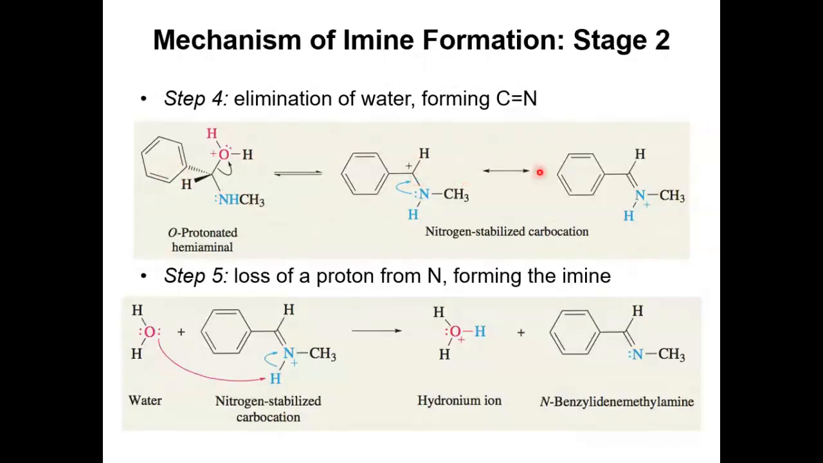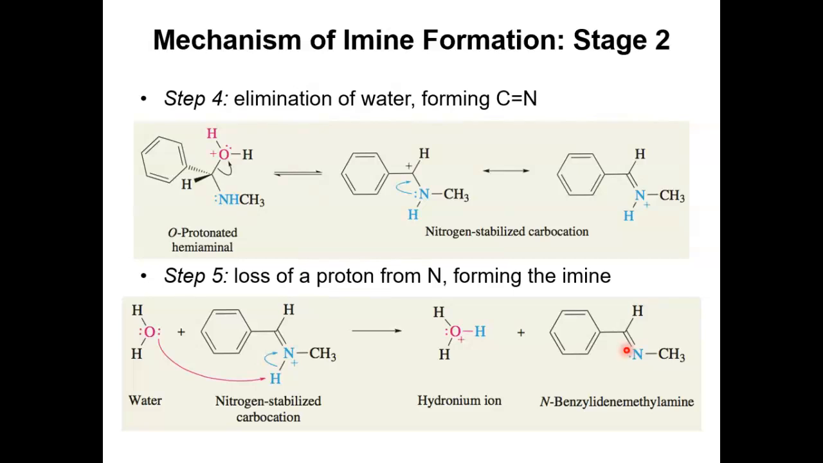That makes this kind of ionization process even easier than with the protonated hemiacetal. Then after this carbocation forms, it can lose a proton. This is the alpha carbon, and this is a beta atom, not a beta carbon, a beta nitrogen. So the water can take the beta proton away from nitrogen, giving you the carbon-nitrogen double bond.